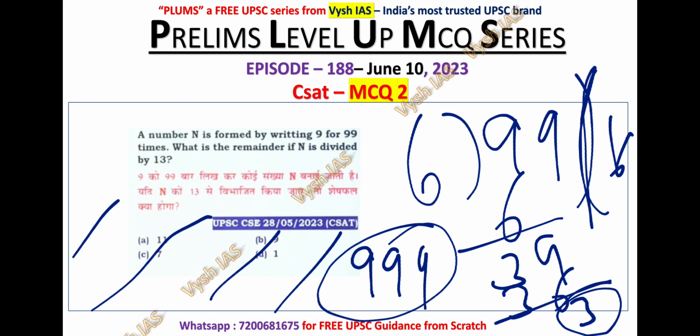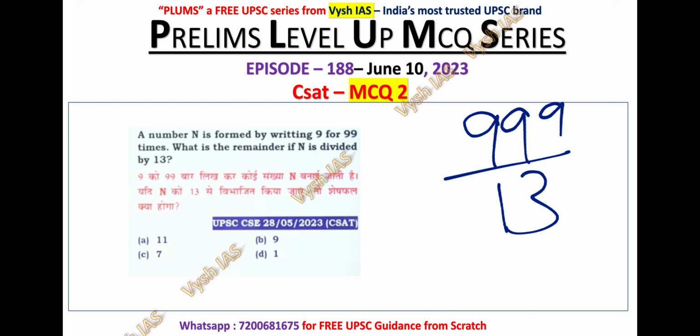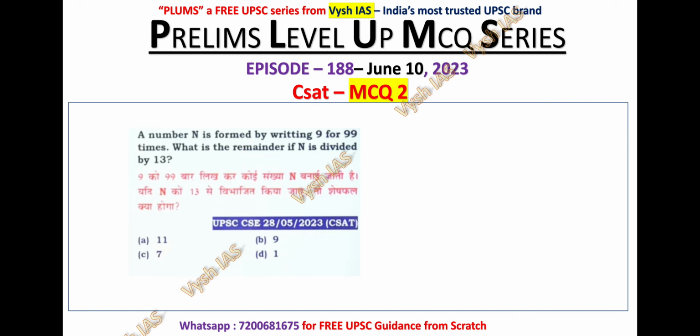Okay. If you divide 999 by 13, what will be the remainder? That is what we have to find. If you divide 999 by 13, the remainder will be 11. So 11 is the correct answer for MCQ number 2.